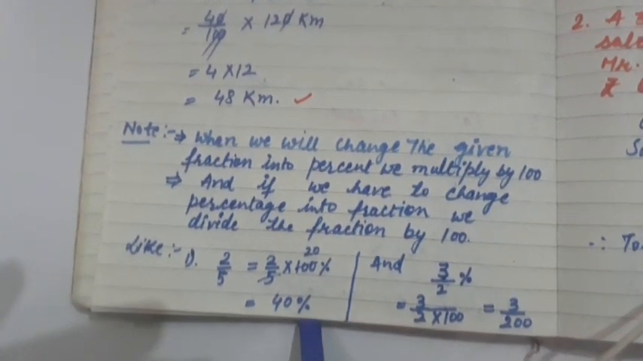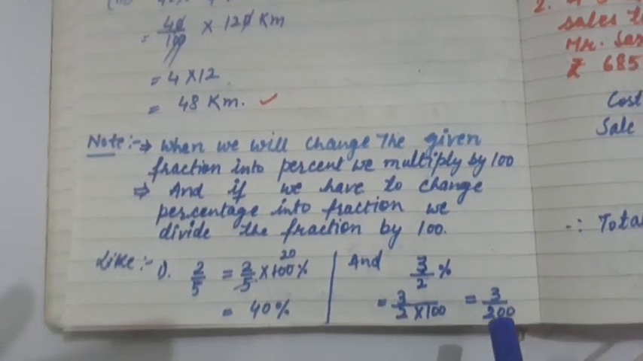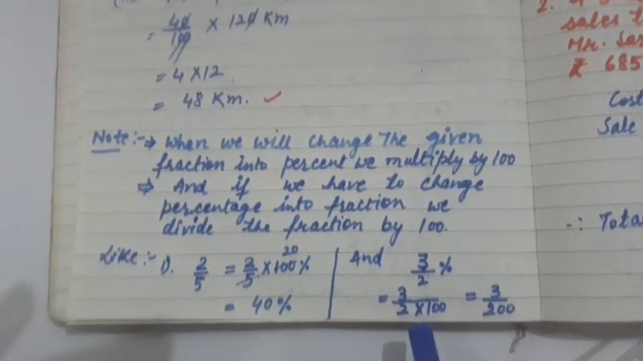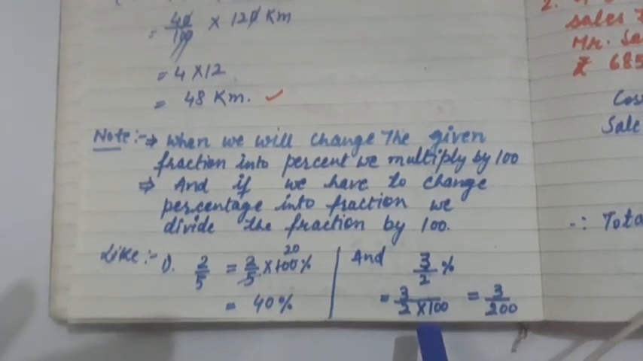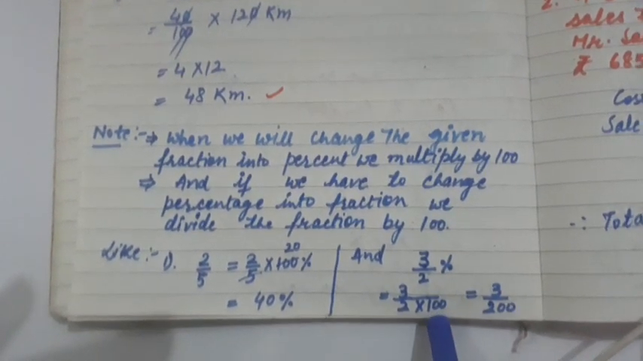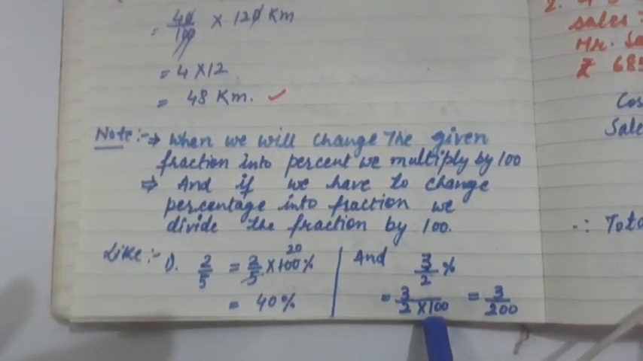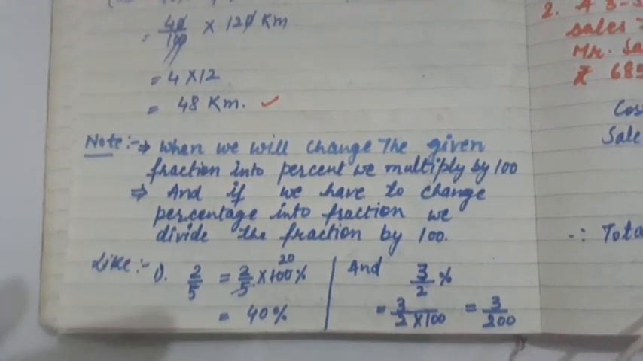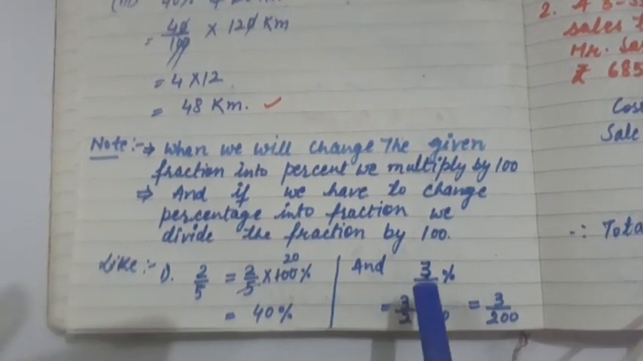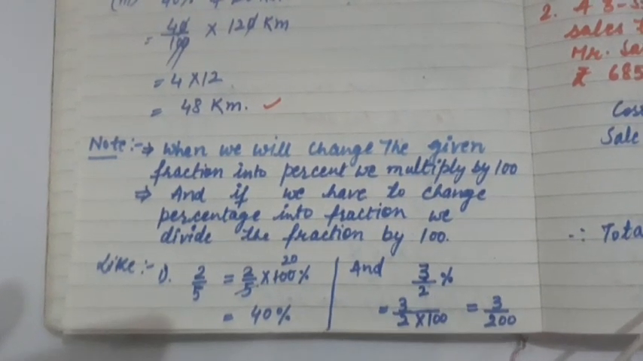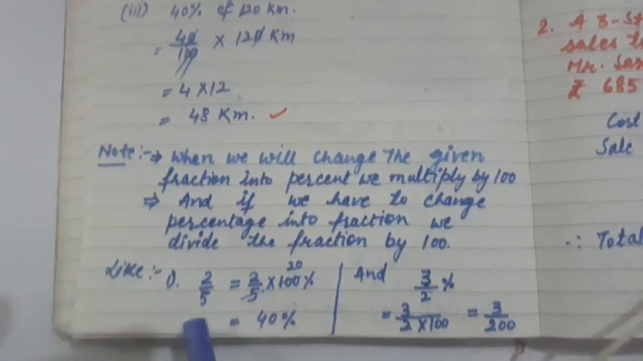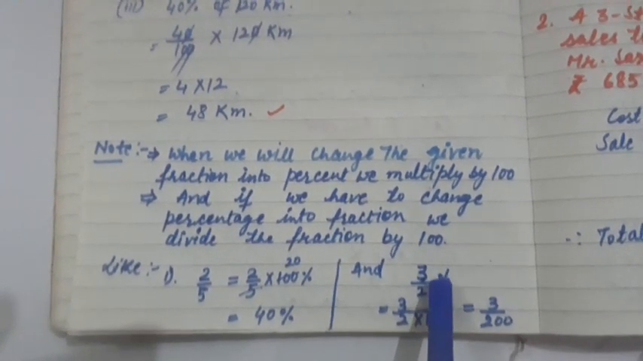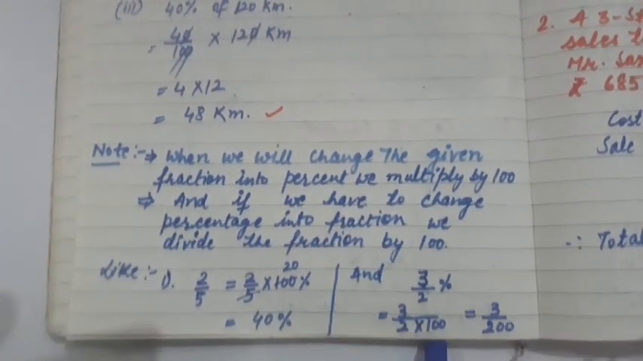40%. And if we have to change the percent into fraction form, so 3 upon 2%, we will divide. When we remove this percentage sign, the denominator becomes 100. 3 upon 2 into 100, and it becomes 3 upon 200. That is the fraction form of 3 upon 2%. When we have to change it into percentage, we multiply by 100, and when we have to remove this percent, we divide it by 100.